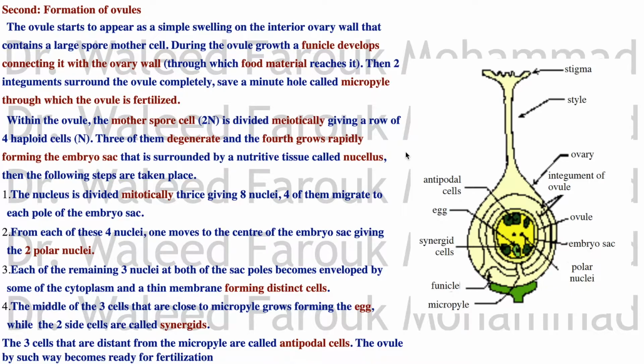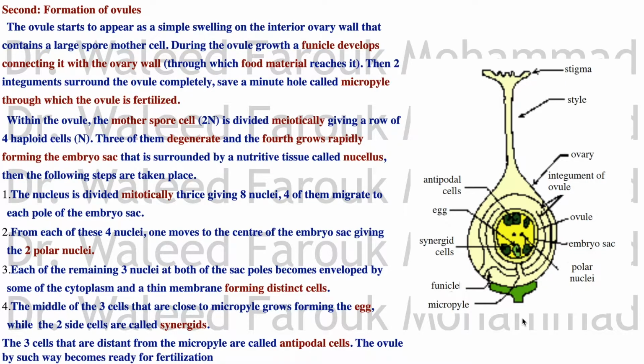The funicle is the route through which the food material reaches the ovule. Two integuments surround the ovule completely, and there is a minute hole called the micropyle, as you can see here. The micropyle is the way through which the ovule is fertilized. So through the funicle, it will get its food. Through the micropyle, it will be fertilized. Again, through the funicle it gets its food, and through the micropyle it gets fertilized.